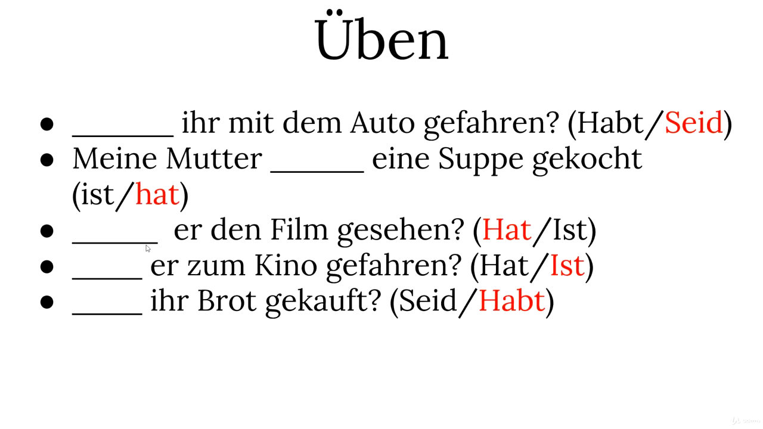Meine Mutter hat eine Suppe gekocht. My mother cooked a soup. Gekocht, to cook, comes from the verb kochen. There isn't movement or an obvious movement. Therefore you say hat. Meine Mutter hat eine Suppe gekocht.